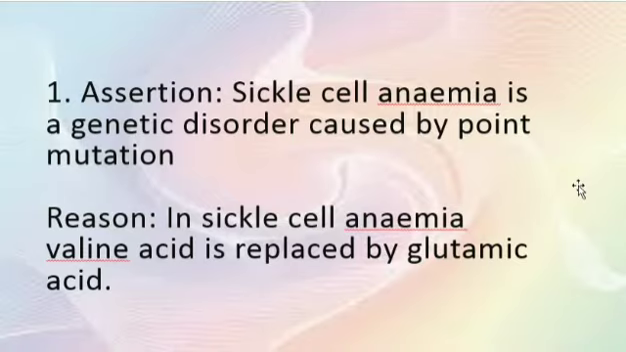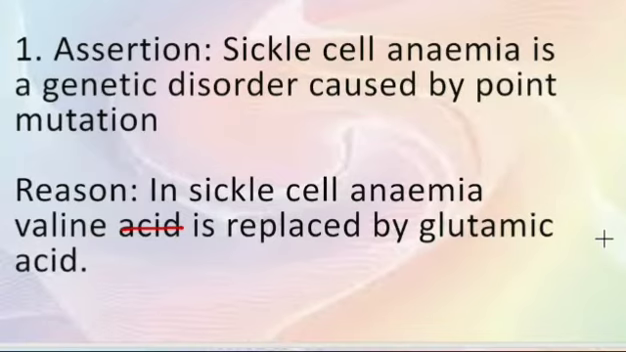So assertion is correct. The reason given here is sickle cell anemia, valine is replaced by glutamic acid. No, it's actually glutamic acid replaced by valine. So the reason is wrong, whereas assertion is correct. So we can say that here option C is the correct answer.